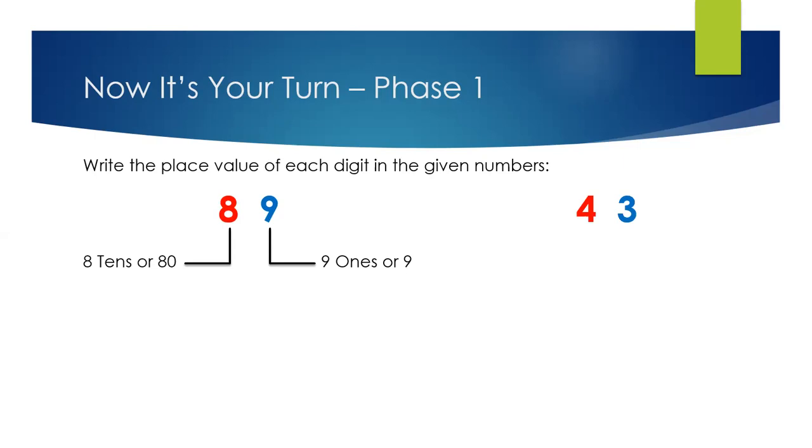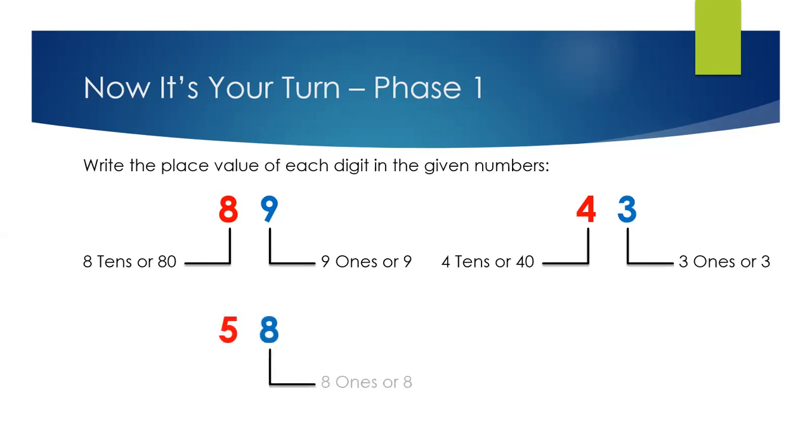Similarly, we are having another number 43. So here 3 is at ones place because it is the first digit from the right. So 3 ones or 3. Now we come to 4. 4 is at tens place. So the number 4 is representing 4 tens or 40. Similarly, here we are having another number 58. 8 is the first digit from the right, so it is representing 8 ones or 8. And the 5 is at second position from the right, so it is representing 5 tens or 50.